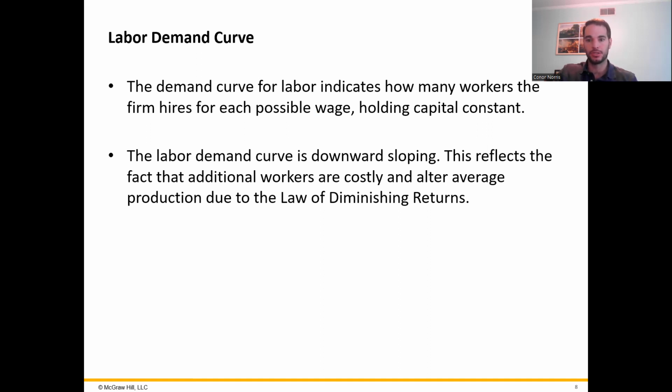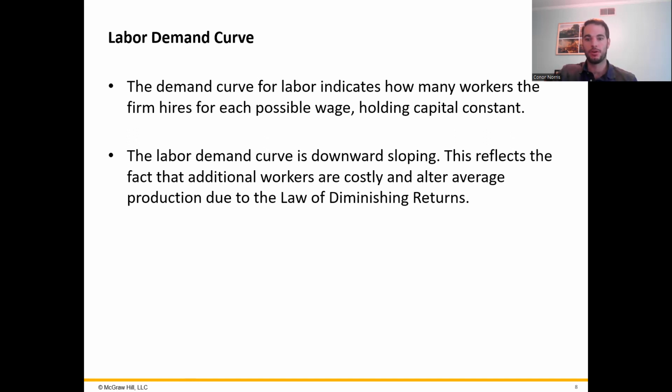The labor demand curve slopes downwards because of 2 key reasons. First, hiring an additional worker increases the firm's cost. Second, as more workers are added, the marginal product of labor, or the extra output from hiring 1 more worker, tends to decrease due to the law of diminishing returns that we talked about earlier. Remember, this law says that if you keep adding workers while keeping capital constant, each new worker eventually adds less total production than the previous one. Therefore, the firm is less willing to hire additional workers at higher wage rates.